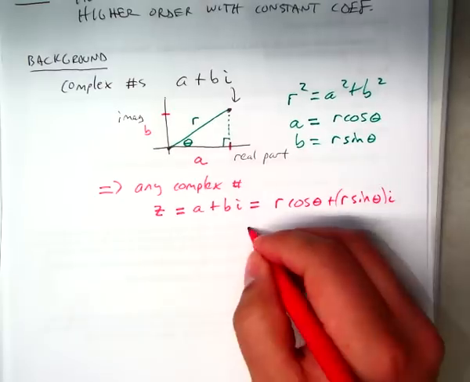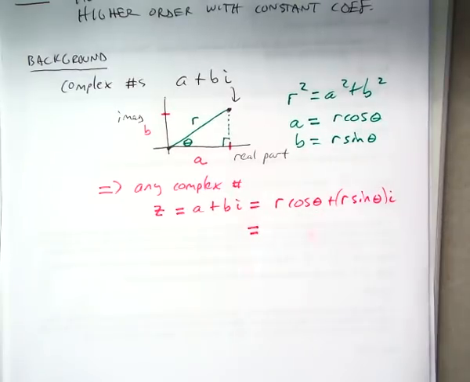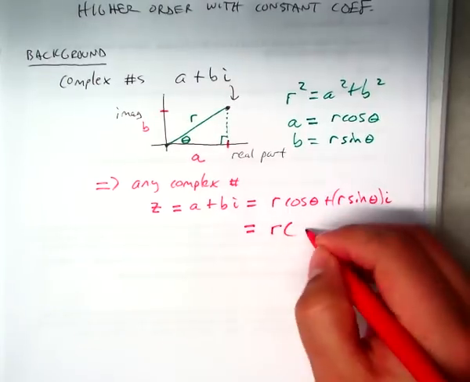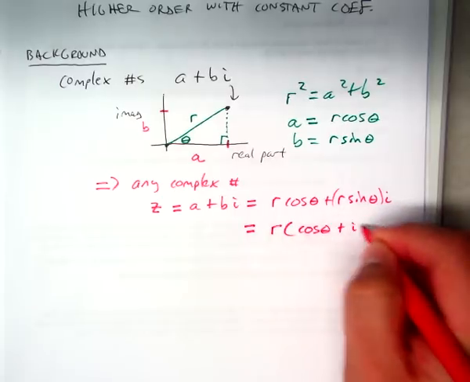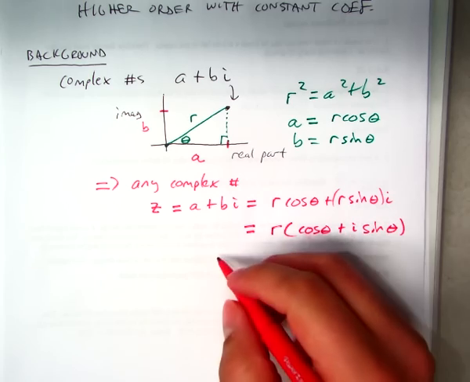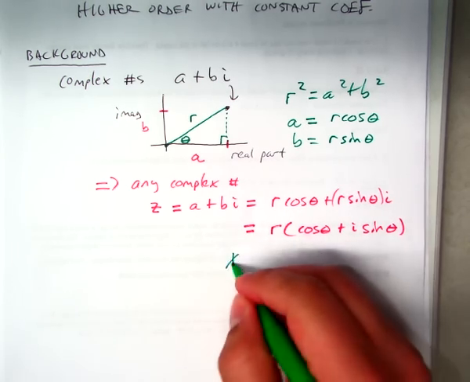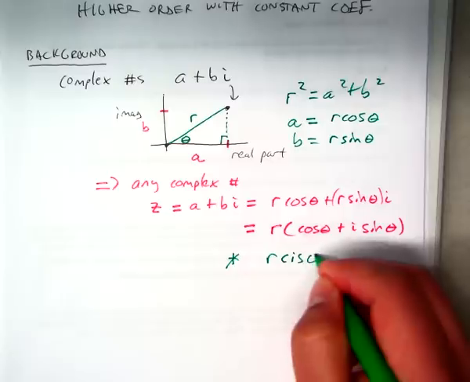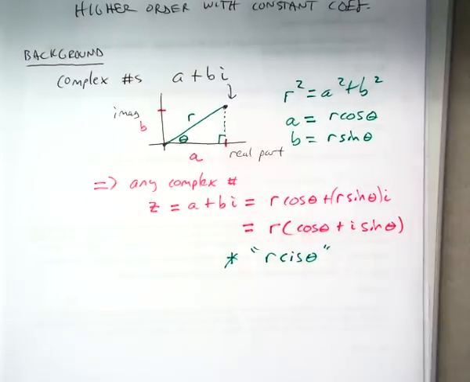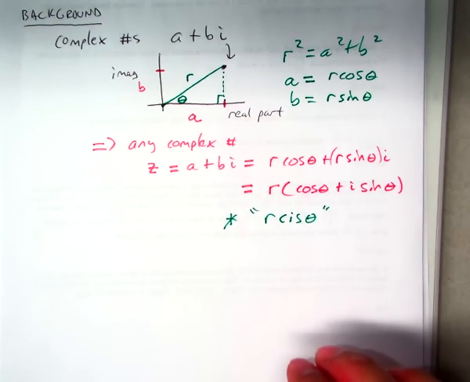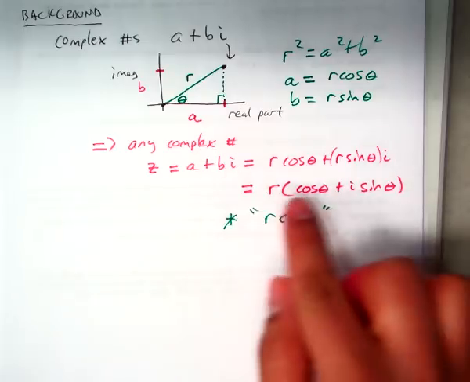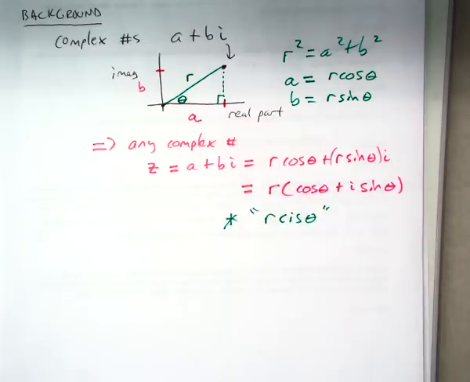And if you've done math team, you've probably become accustomed to this. Factor out an r, and you get r times cosine theta plus i sine theta, sometimes abbreviated as r cis theta. Okay, so that's where that comes from. So any complex number, and even if it doesn't have the imaginary part, we could also write it in this manner. We just don't have the i sine theta portion. Okay, so we need to know a little bit about that.